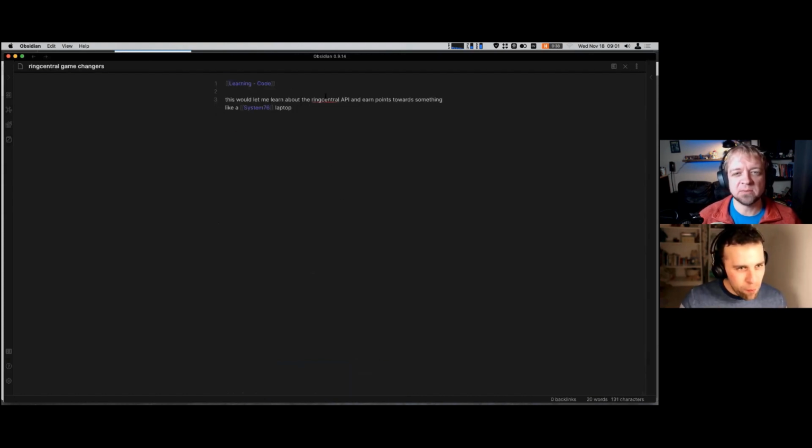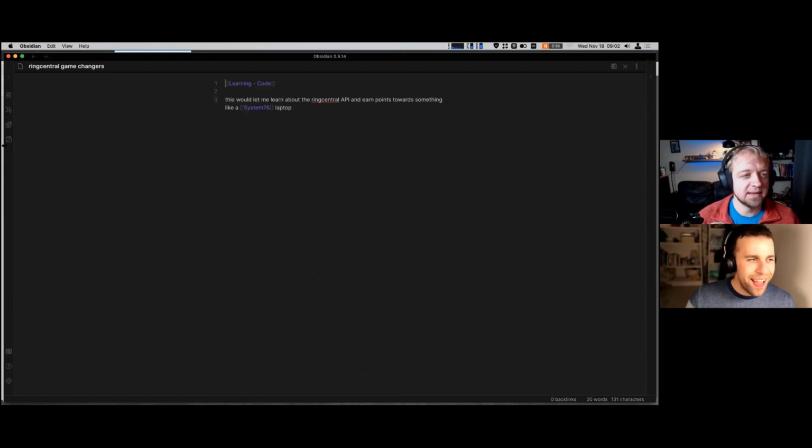So this is, again, learning code. This would let me learn about the Ring Central API and earn points towards something like a System 76 laptop. So this is the Ring Central API. They have a coding competition. So this is like, oh, let's remember that. It's not really a task. I'm not planning to do this in the future, but it would let me learn more about the Ring Central API, learn a new coding language, new coding methods, and get a free Linux laptop out of it eventually. Sure, why not?